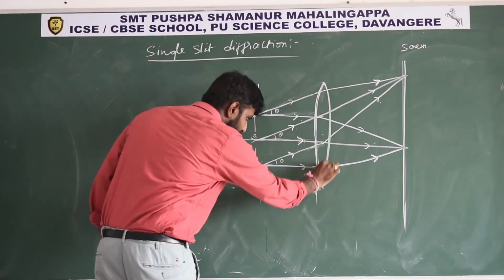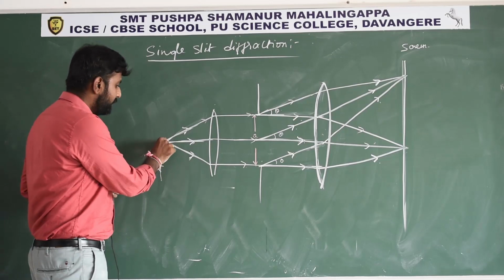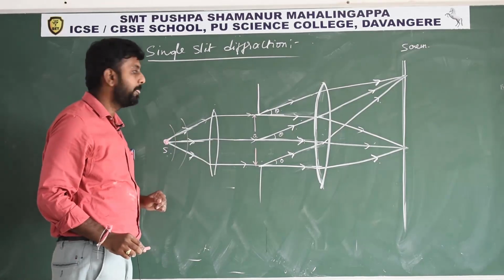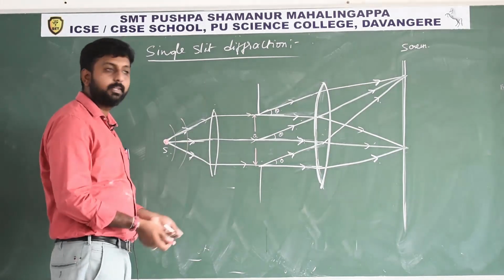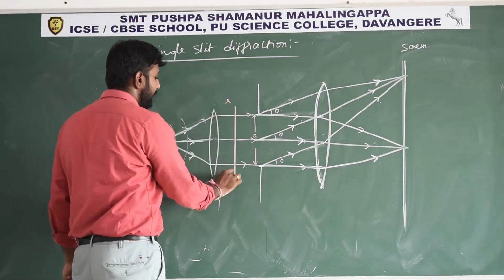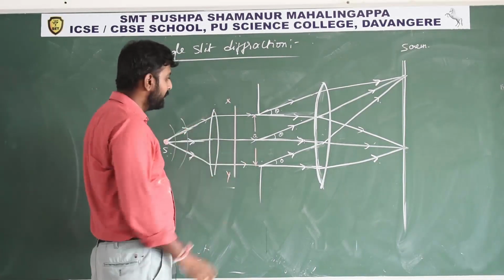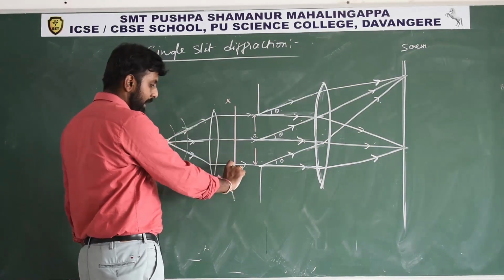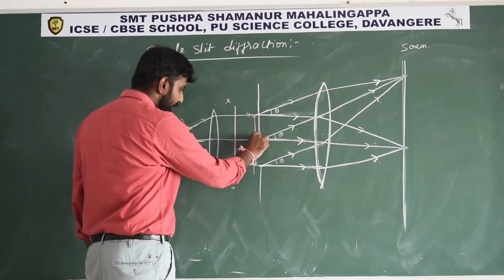Then see here, if you consider a source and these are the rays of light, if you draw these it becomes a wavefront. These spherical wavefronts are incident on the convex lens. After refraction these wavefronts become a plane wavefront. Let us take XY as the plane wavefront. This wavefront is incident on this slit. This portion is blocked by this opaque substance, and this portion is also blocked by an opaque substance. Then the remaining portion is available here.